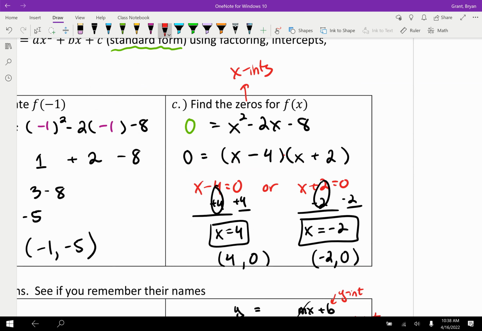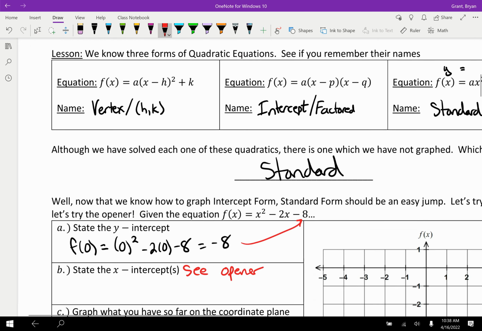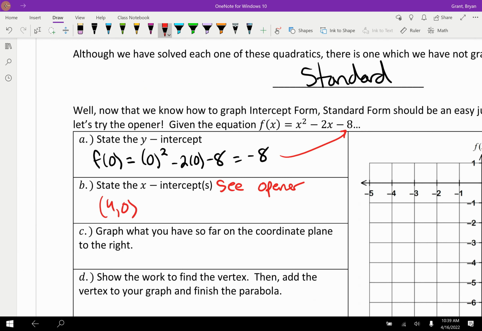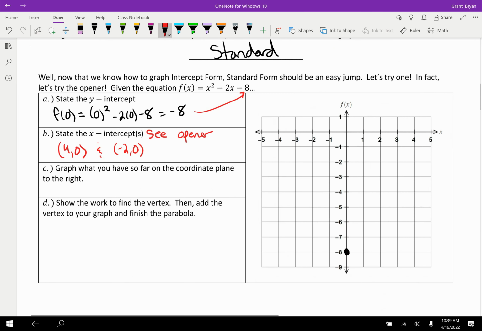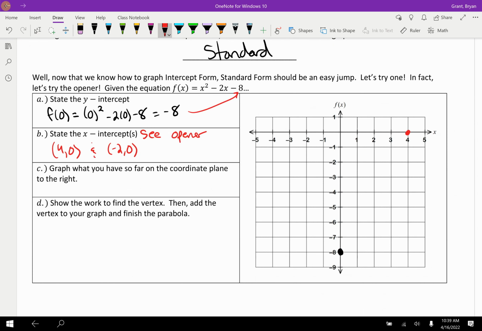There we know. So we have two x-intercepts here, 4, 0, and negative 2, 0. Let's put those on the graph. 4, 0, and negative 2, 0.